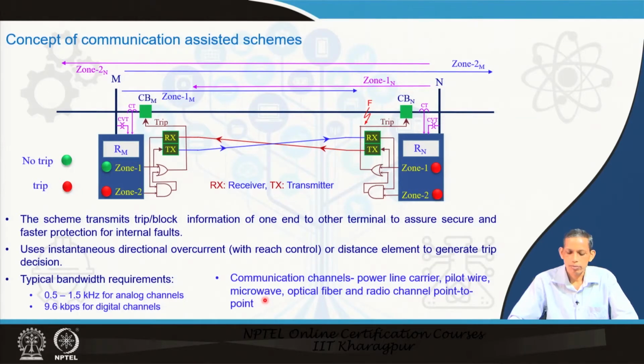It can be microwave, optical fiber or radio channel, from a point-to-point perspective. These kinds of communication channels are being used for high voltage line protections in power grid aspects, which supplement the decision process by the relay.